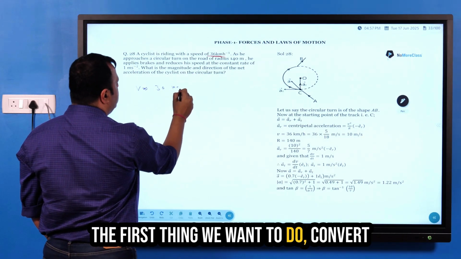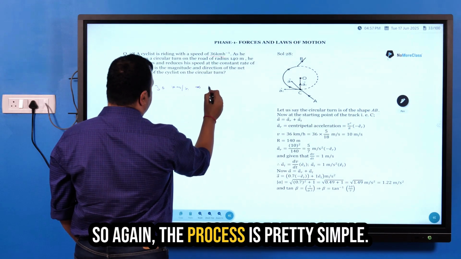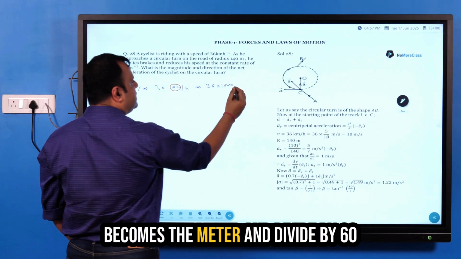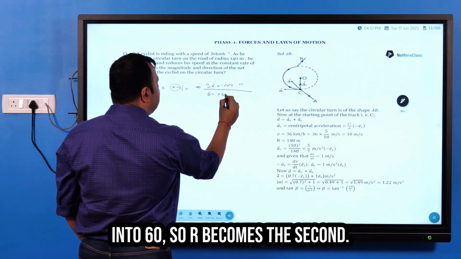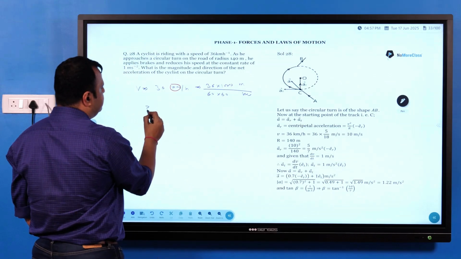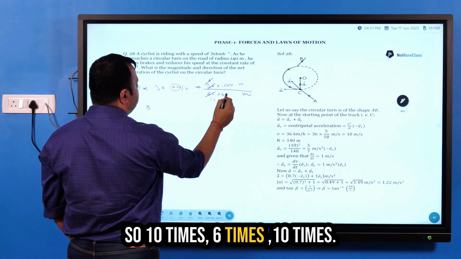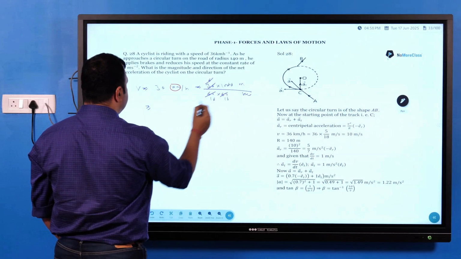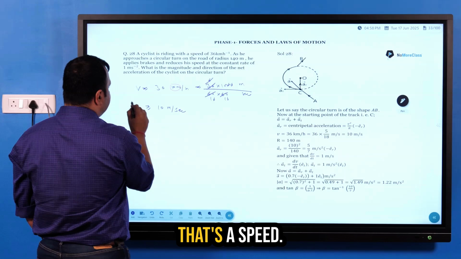The first thing we want to do is convert the speed in terms of meter per second. The process is pretty simple. You multiply by 1000, so kilometer becomes meter, and divide by 60 times 60, so hour becomes second. So 36 times 1000 divided by 3600 gives 10 meter per second, that's the speed.